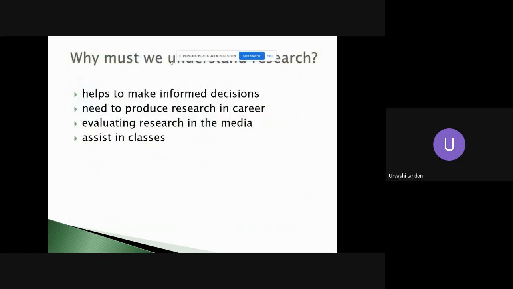Now we must understand research. First of all, it helps us take decisions. Let's say people are leaving the organization and the manager wants to find out why, whether it is salary alone or some other reasons, right? So this is what we call action research, which is going to give you a very crisp, easy answer. That is why you should understand research.